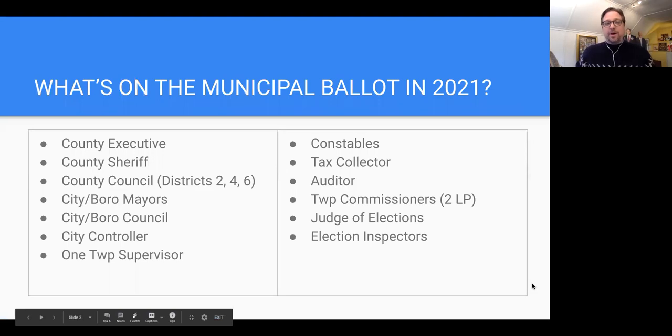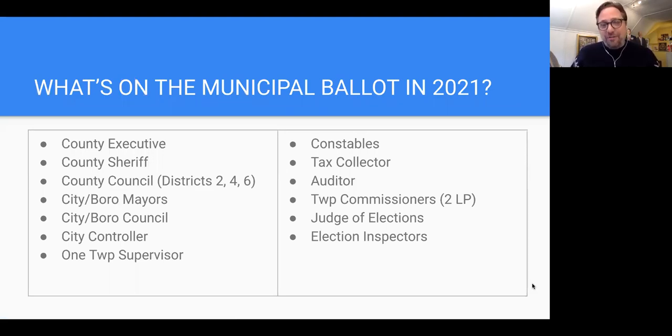So first, let's talk about what's on the municipal ballot in 2021. Too often people talk about these odd years as the off years, but for those of us in politics, there's no such thing. It's just a different year. And odd number years are our municipal election cycles. And following presidential years, that's when we will elect our municipal executives as well. So that means we'll be electing a county executive this year.